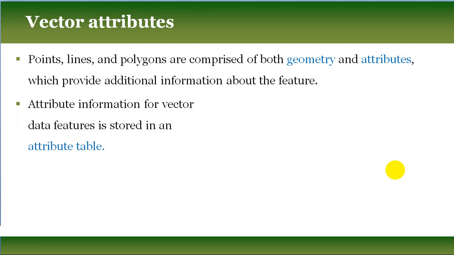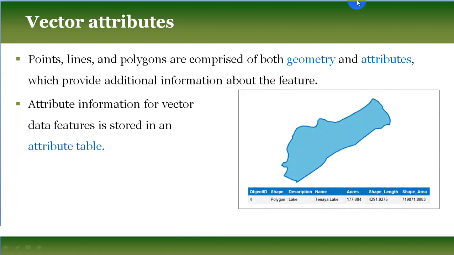Attribute information for vector data features is stored in an attribute table. Every geometry has such a table and they store such information. For example, if you consider this is a shot of a river, then its attribute information is stored here within the attribute table. So every vector data has its corresponding attribute table information. So that will describe this river, describe this building.